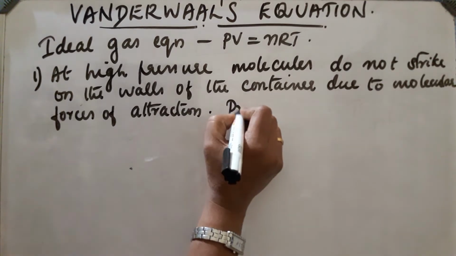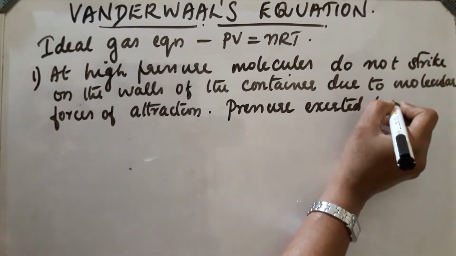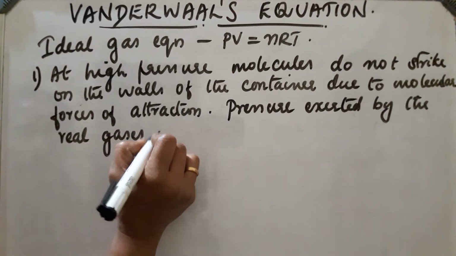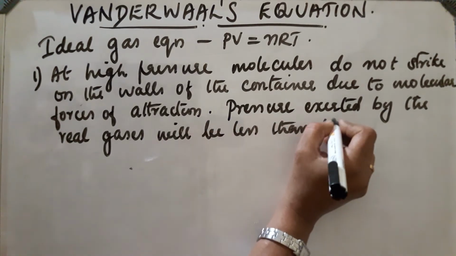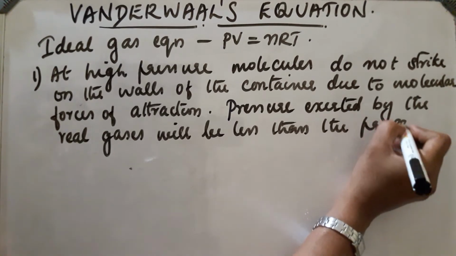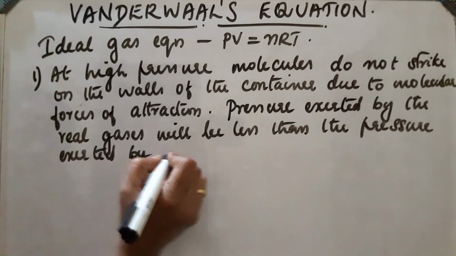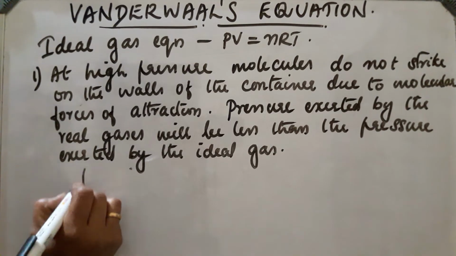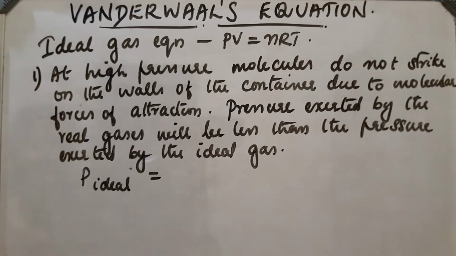Okay. So, the pressure exerted by the real gases will be less than the pressure exerted by the ideal gases. So, the pressure exerted by the ideal gas will be equal to the pressure exerted by the real gas, to which we have to add a correction factor.